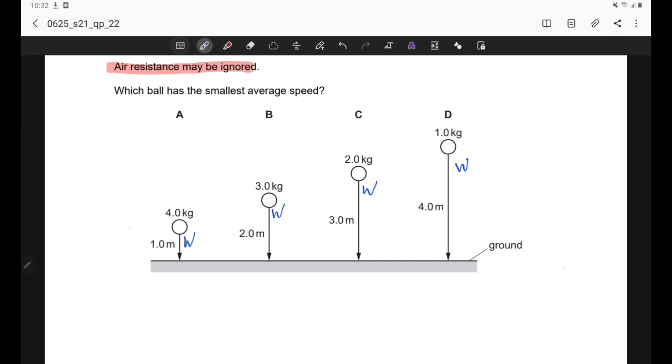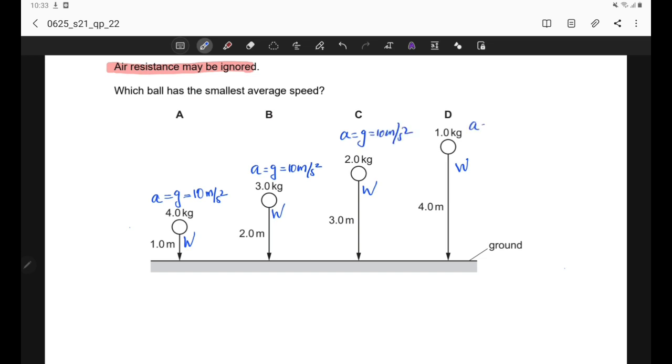As the air resistance is negligible, which is mentioned in this question, there are no resistive forces or no upward forces acting on the ball. So the only force acting on each ball is its weight. So the acceleration on each ball will be the acceleration due to gravity, which is g, and we know that value is 10 meter per second square. So that is the first point we should think about.